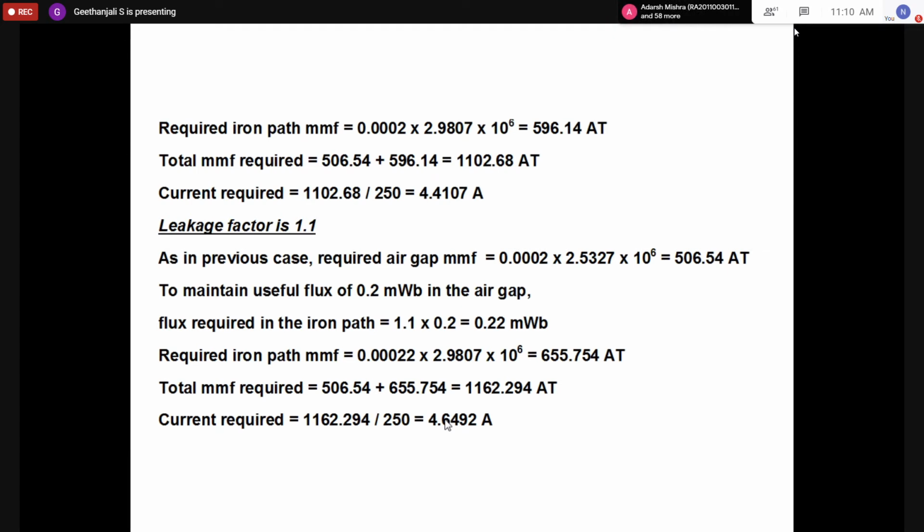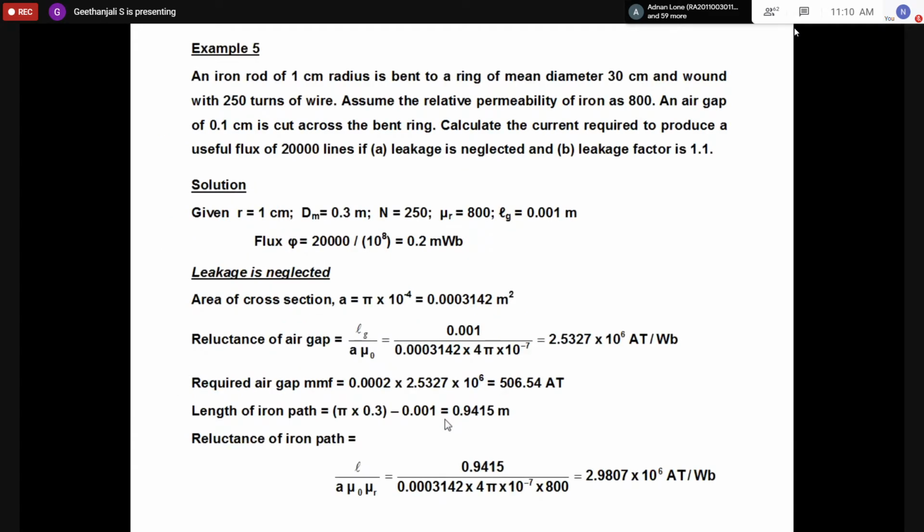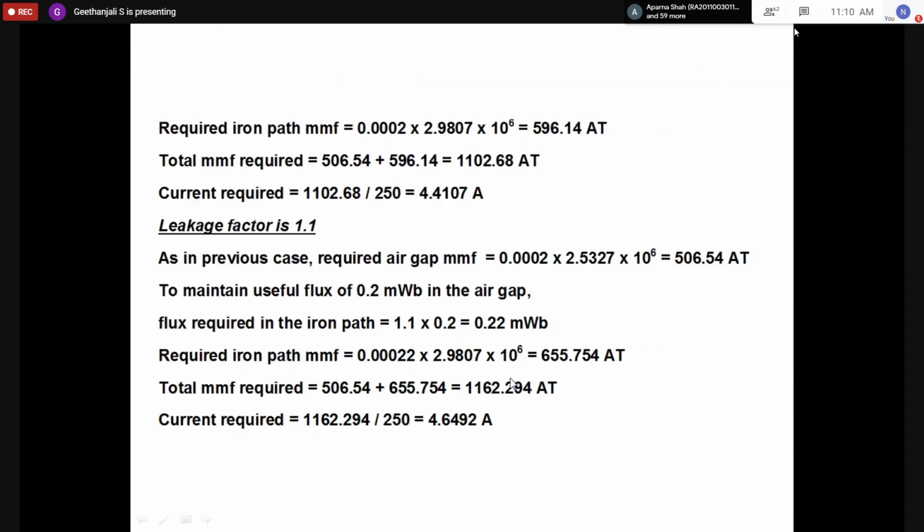Next, we have the second case, leakage factor 1.1. In this case, required air gap mmf is 0.002 into 2.5327. That is equal to, from this one they are taking, the required air gap mmf. mmf is equal to 5 into s, 506.54. This one, the same step.